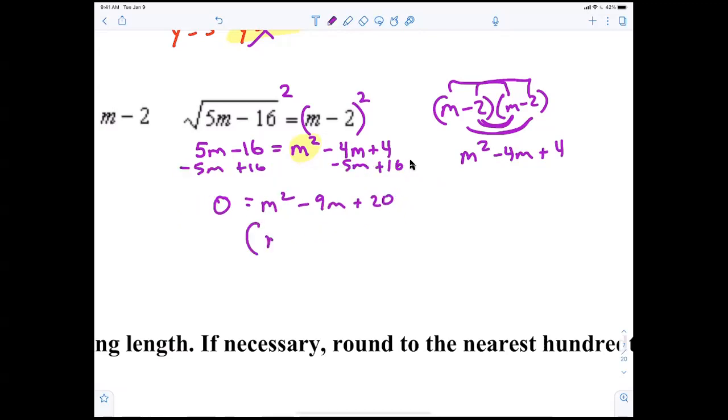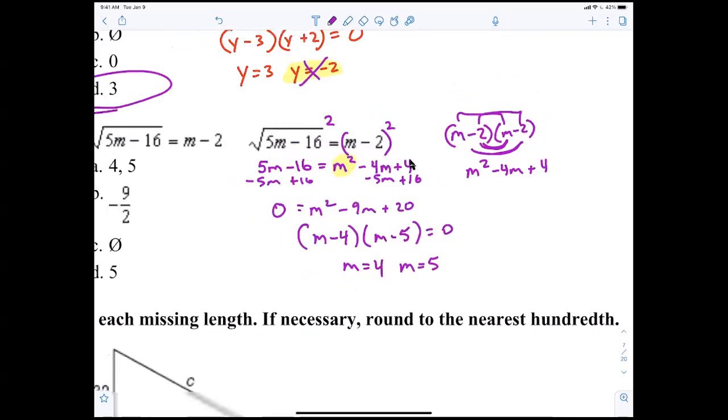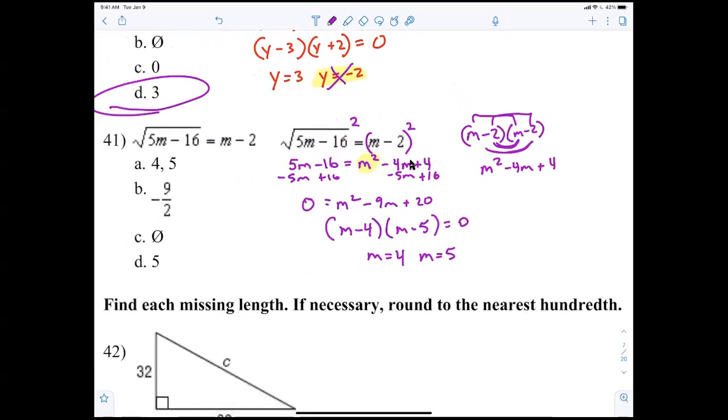So now we're factoring, very good. m minus 4, m minus 5. So m can be either 4 or m can be what? 5. Now, are both answers okay? Yes, because look, if I plug in 4, I still get a positive, and if I plug 5 in, I'm still good. So both answers are acceptable. Anybody have any issues with that?